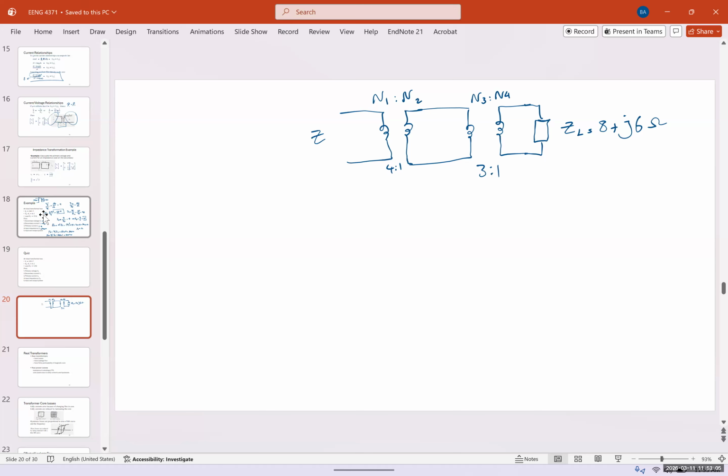So what is Z input? Again, the equation is going to be Z is N primary over NS, or A square ZL. I'll give you, let's say, 5 to 10 minutes, and this is your second quiz question.